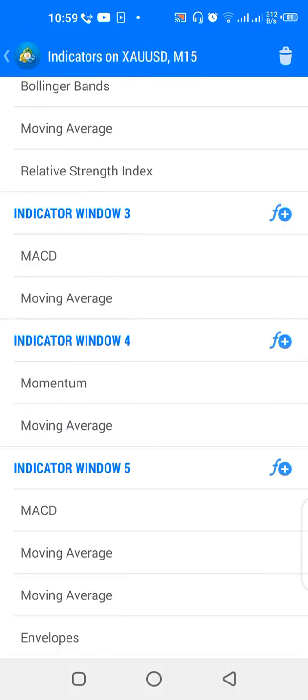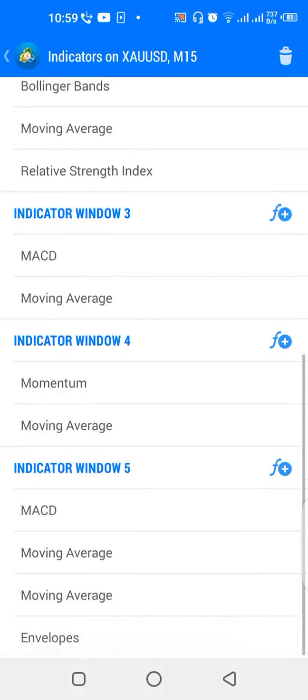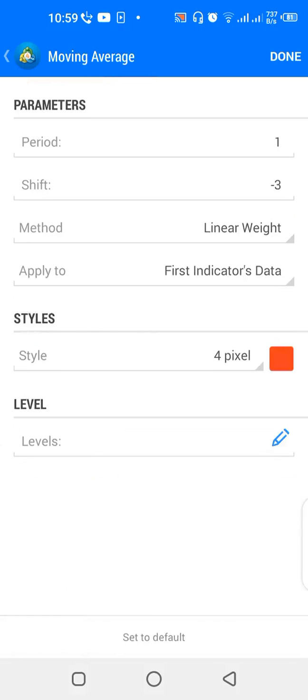Now the last indicator window, which is indicator window 5, MACD. Fast EMA is 12. Slow EMA is 26. MACD SMA is 9. Apply to close. Now the color of the main and the signal will match the background color of the chart. Then we have moving average. Period is 1. Shift is -3. Method is linear weights. Apply to first indicator's data, and the color is red.